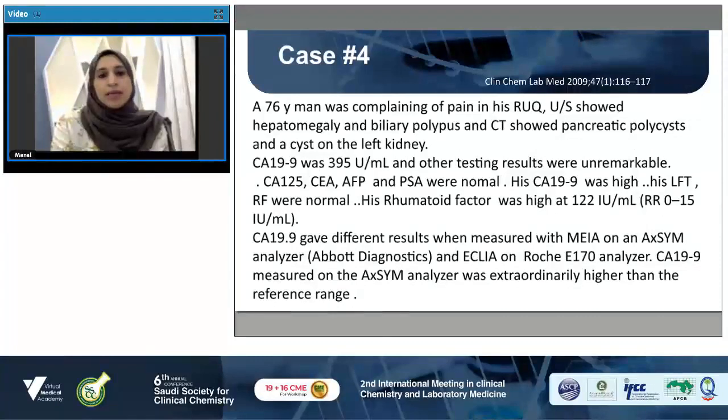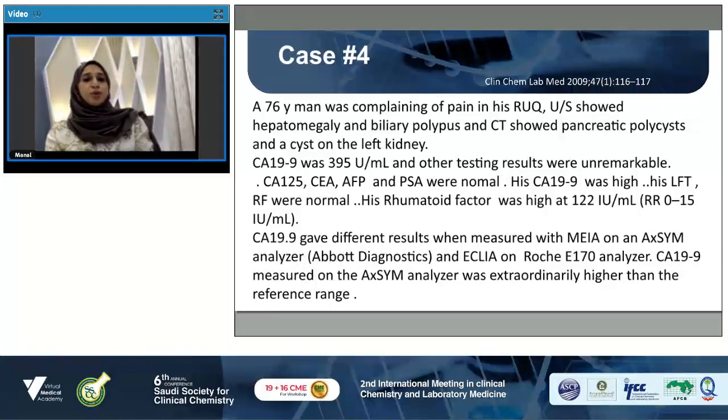This is a long case, although I really like it. There is a lot of things you can learn. A 76-year-old man complained of pain in his right upper quadrant. The ultrasound showed hepatomegaly and biliary polyps, and CT showed the same. The CA19-9 was 395, and the other test results were unremarkable. His rheumatoid factor was 122.